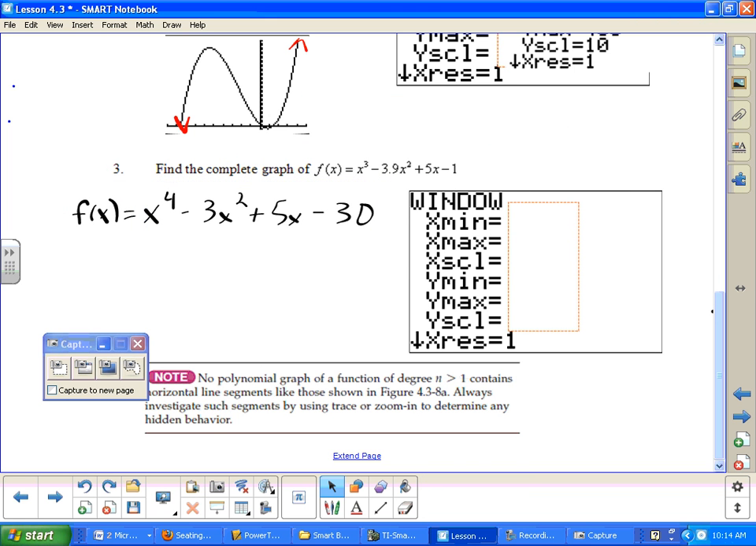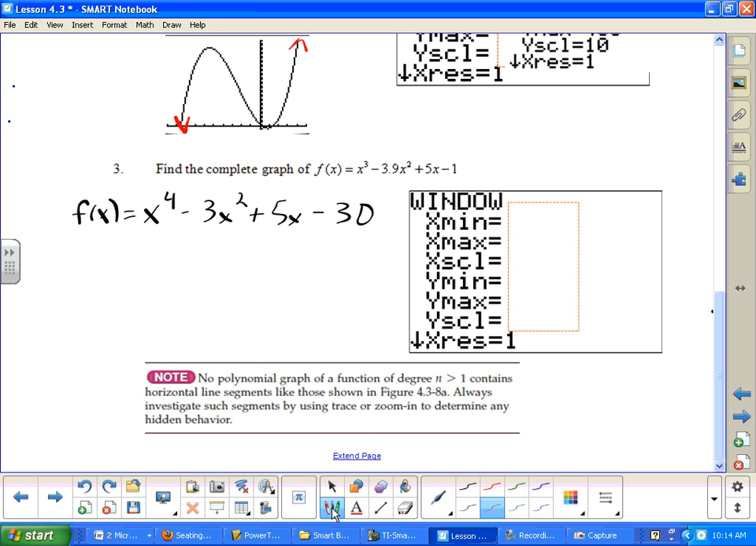Okay, now let's talk about two things here. This is a quartic, so it's fourth degree. That means that this graph, because it's fourth degree with a positive leading coefficient, is going to look something like this. So there's probably going to be two mins and a max here. And so we need to find a window that shows all of that.